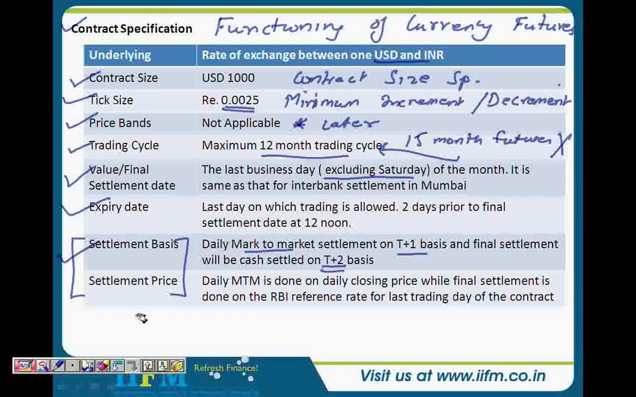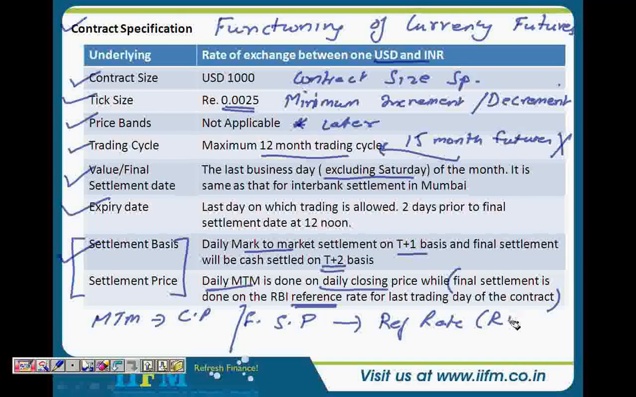And the settlement price is very important. Daily mark to market settlement is done on the daily closing price, while the final settlement is done on the RBI reference rate for the last trading day of the contract. So MTM is always done on the closing price, whereas the final settlement price of a contract is the reference rate, a reference rate issued by the central bank, in our case RBI, on the last trading day of the contract, the expiry day.